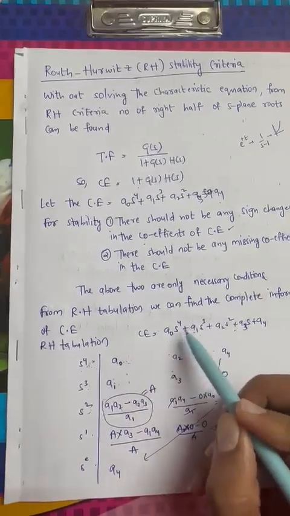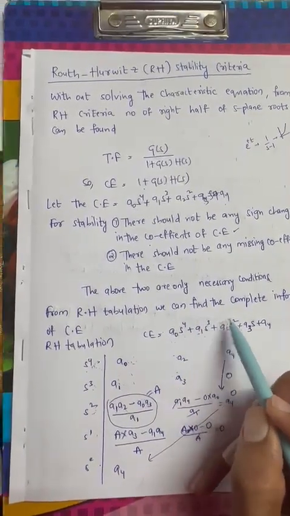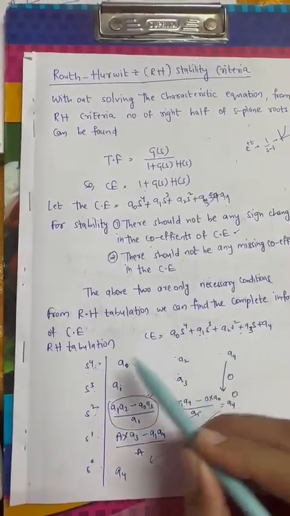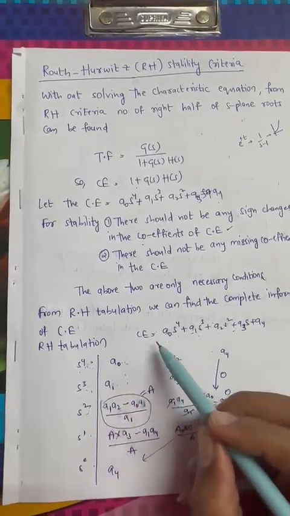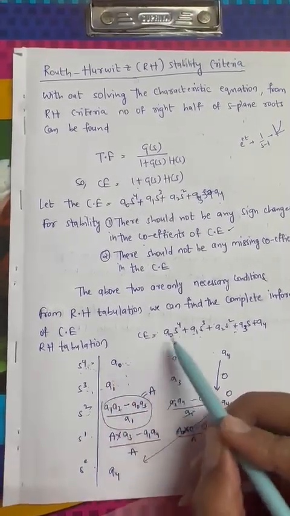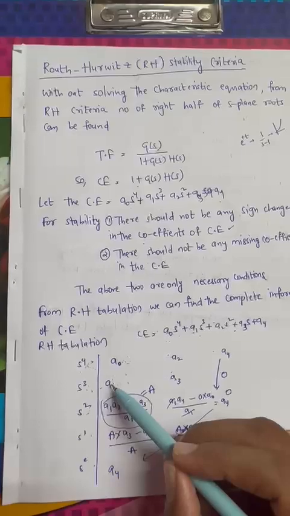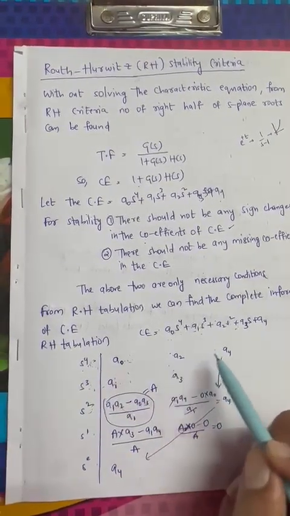Now alternately we write the coefficients, that is a0, a2, a4. Next for s cube, the second row, write the coefficients a1, a3, and 0.